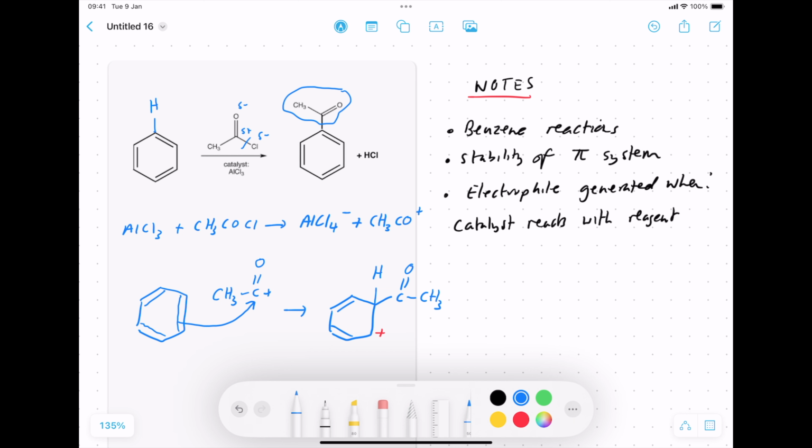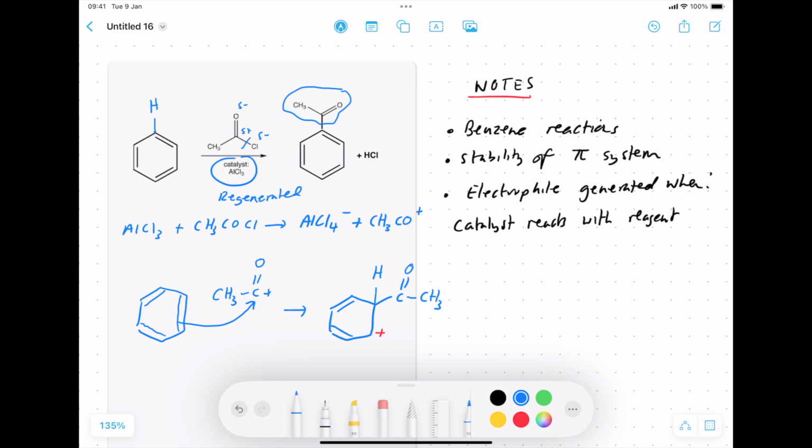Then remember, before I show the final bit, let's recap the definition of a catalyst. So a catalyst is a species that participates in a reaction but is not used up. So we have to see the catalyst at the end being regenerated. We have to get it back at the end. So this is what happens in the last step.